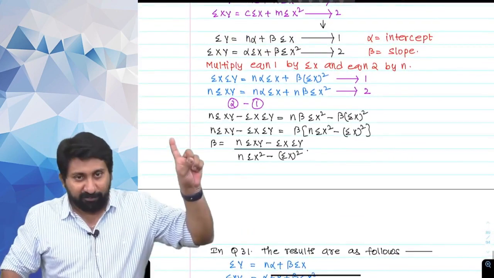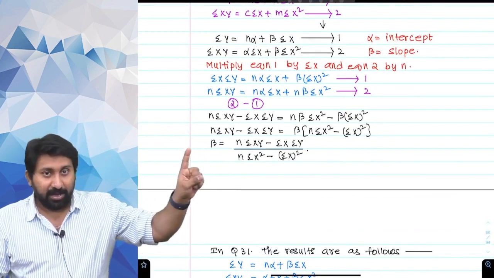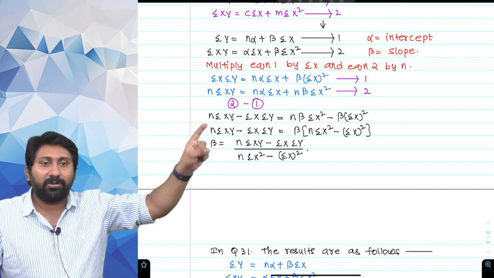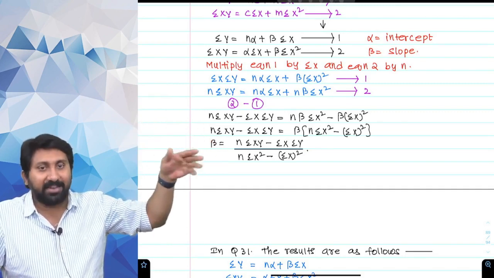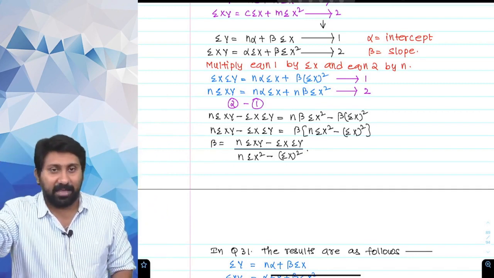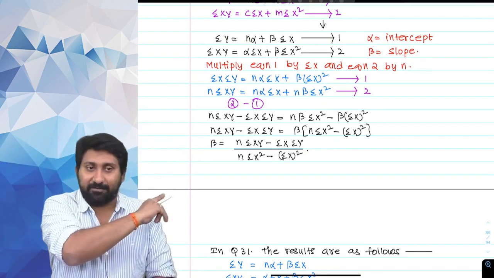This formula is the origin. Previously, I took the third formula and derived the fourth one. What they have done is, instead of multiplying with n, they divided by n, and got the version with x bar and y bar. Originally, this is the formula.